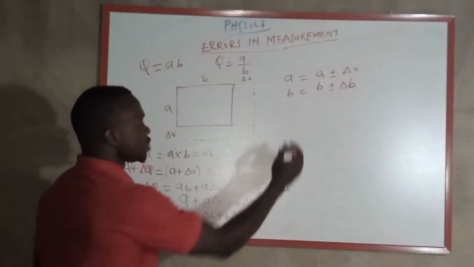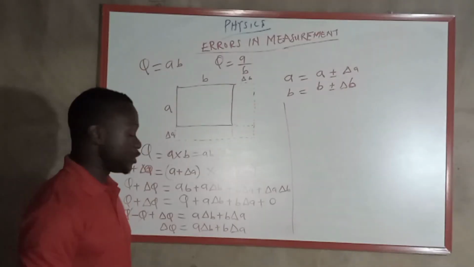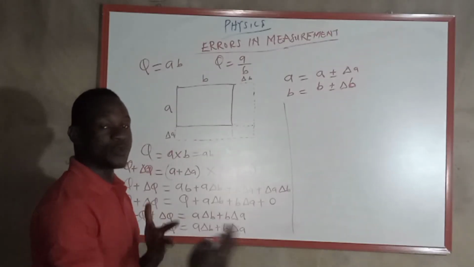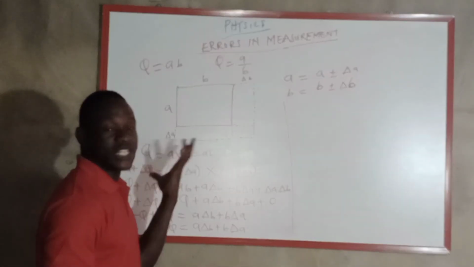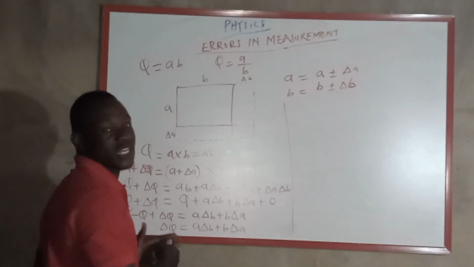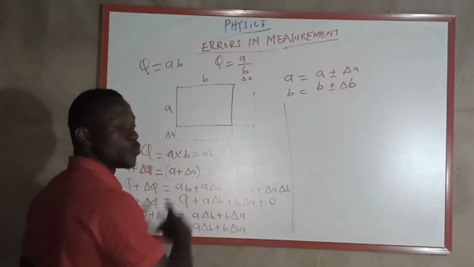So the next step is to divide both sides by Q. I told you in most of my videos that whatever I do to the left hand side, always repeat it to the right hand side, so that it will be mathematically correct. If you do something to the left hand side and you don't repeat it on the right hand side, you are wrong. But if you do it to both sides, everybody will know you are correct.